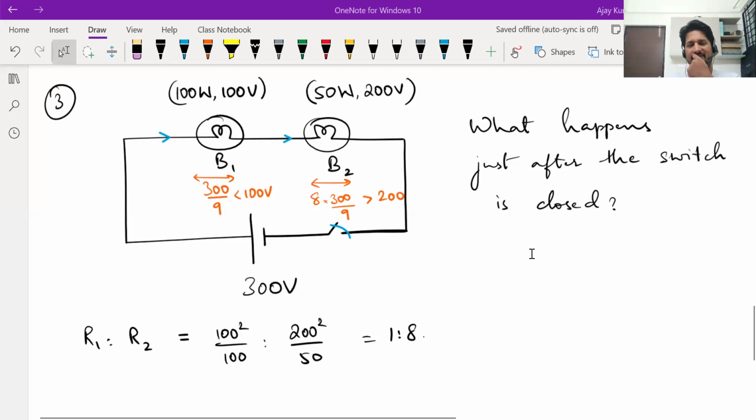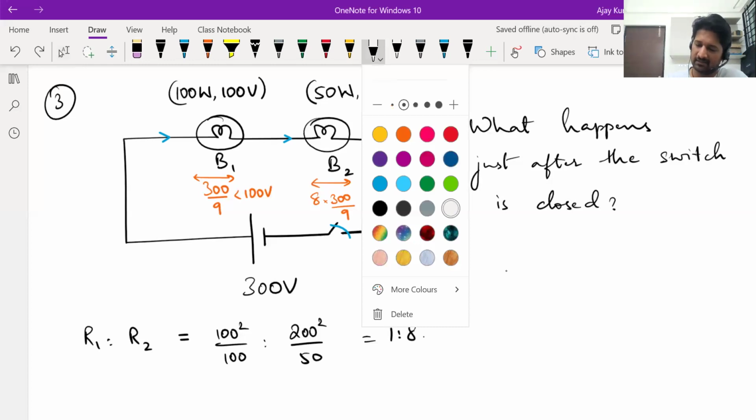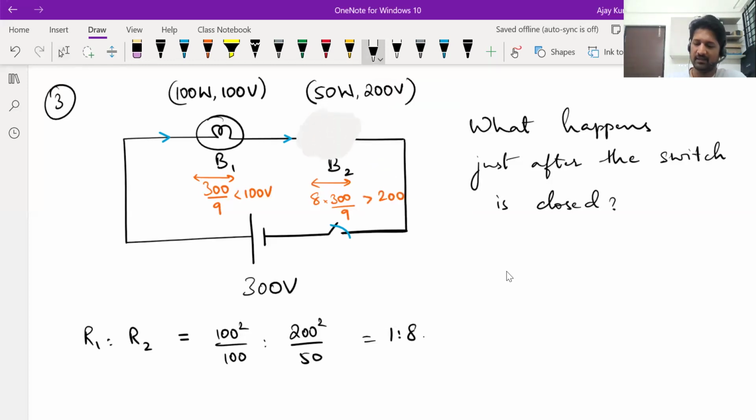It also gets fused. Why will that bulb get fused? Because once the second bulb gets fused, the connection is broken. There's no current flowing. So the first bulb gets all the 300. No. What you said is partly correct. Once the second bulb gets fused, the connection is broken, which means it becomes an open circuit. Once that filament is cut, it's like this. How will the bulb B1 get any voltage now? The other terminal of the battery is not connected, right?